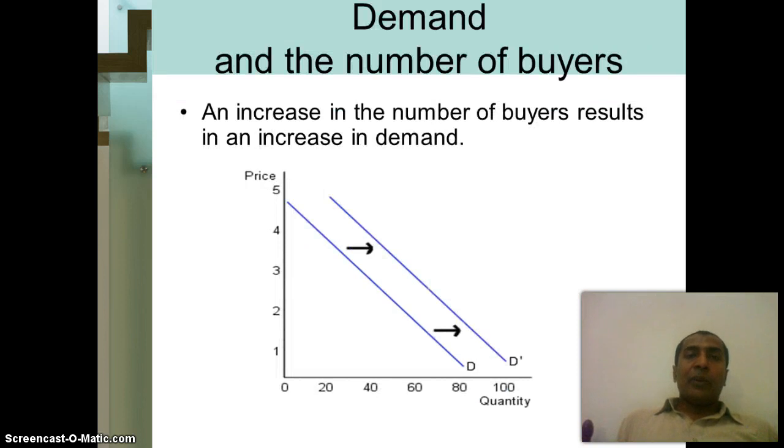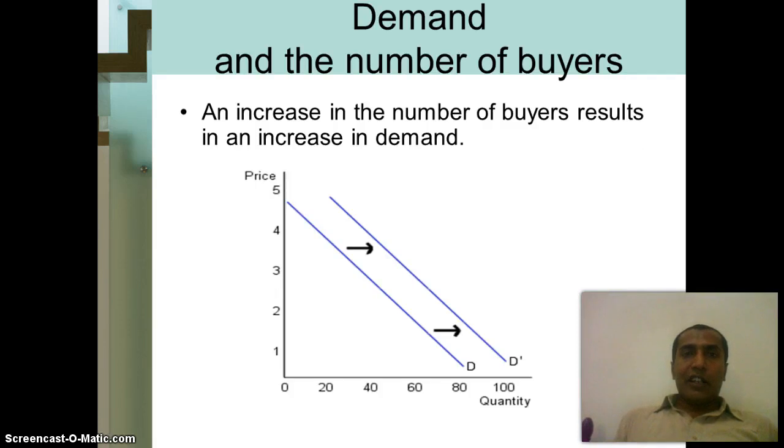Then the number of buyers. How many factors have we discussed so far? We have discussed income, price of substitutes and price of complements. Now we are going to discuss the number of buyers. Okay, what is your opinion?